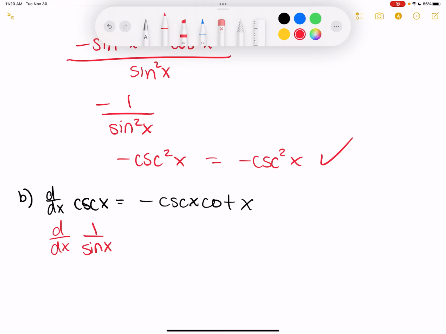So now with this, I still think about this like a quotient rule. Even though there's a 1 on the top, that just means that derivative is going to be 0. So the derivative of the top is 0 times the bottom, sine of x, minus the top, which is 1, times the derivative of the bottom, which is cosine of x, all over the bottom squared, so that's sine of x.